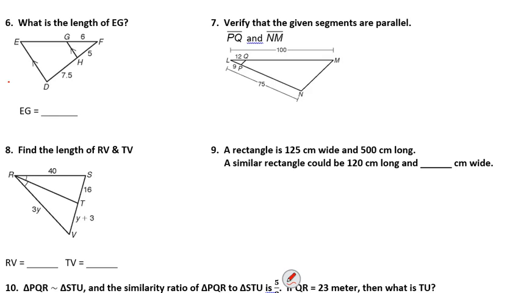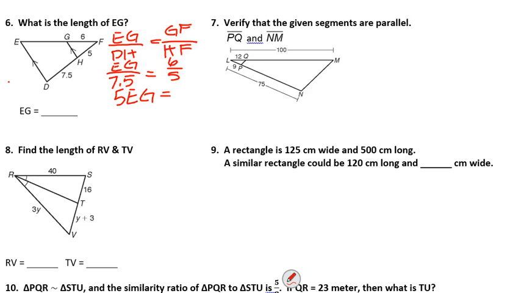So number 6 has to do with our triangle proportionality theorem. So we are going to go top to bottom here. So I'm going to go EG over DH is equal to GF over HF. All I have to do then is substitute parts in. So I'm going to solve for EG, so let's leave EG up there. So that's over 7.5 is equal to 6 over 5. Again, cross multiply. 5 EG is equal to 7.5 times 6. 5 EG is equal to 45. So EG is equal to 5 into 45 is 9.